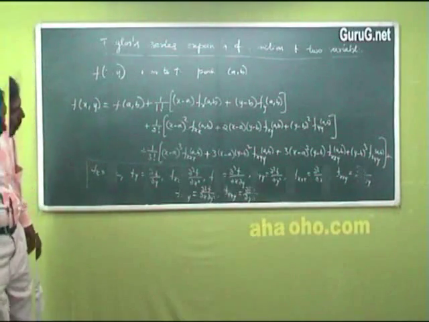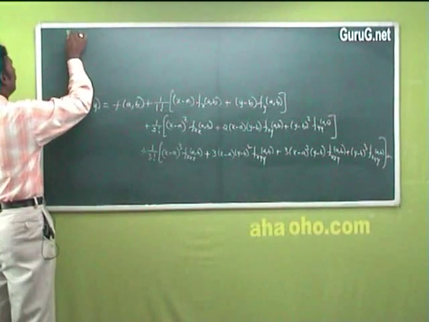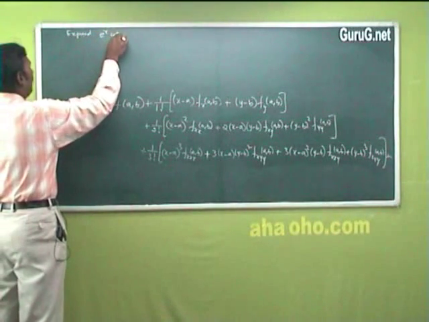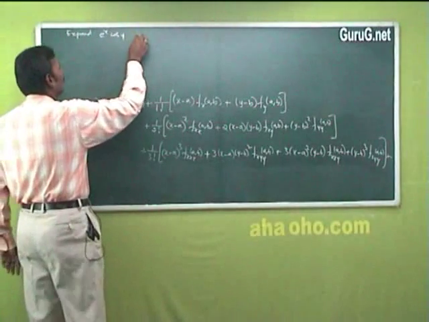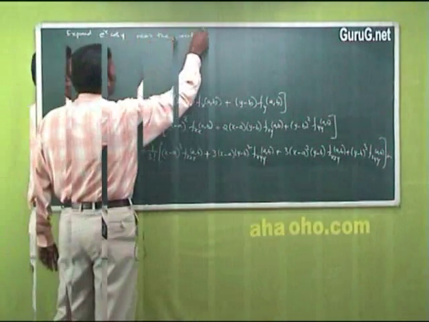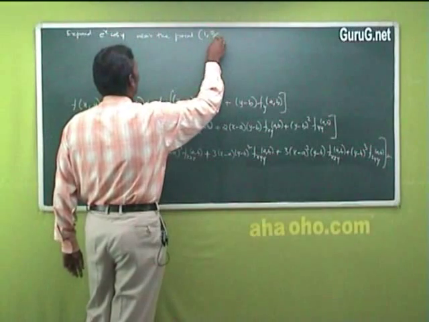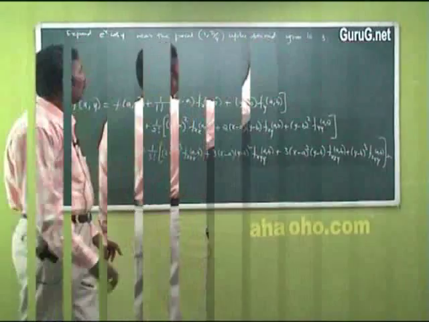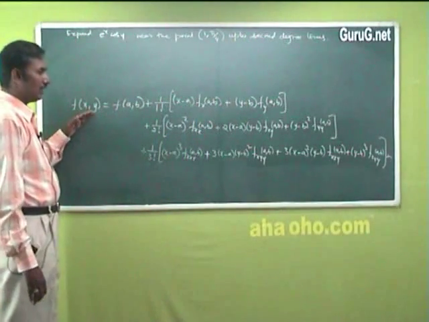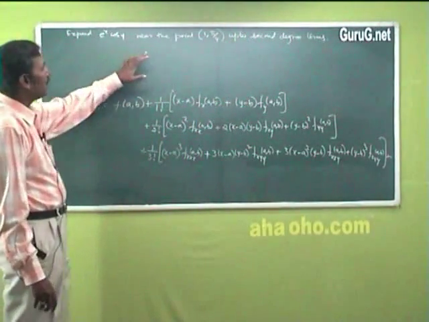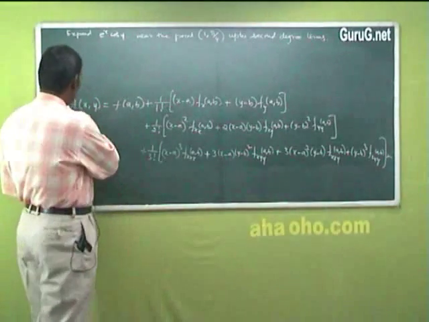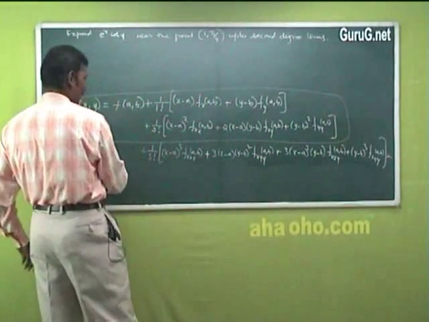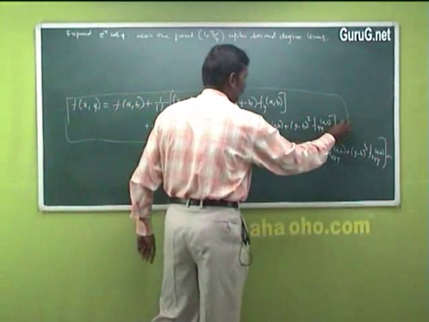You write down this problem now. Expand e power x cos y near the point 1 comma 5 by 4 up to second degree terms. When it is given like this, that comes under the Taylor series expansion. They have asked only up to second degree terms, so we need the first order and the second order derivatives. No need for the third order.